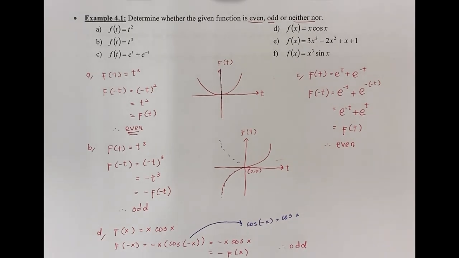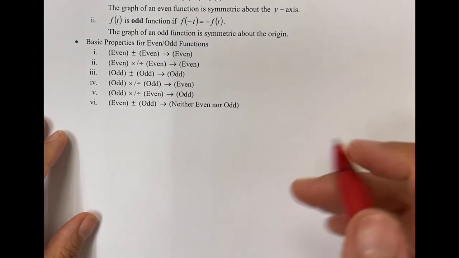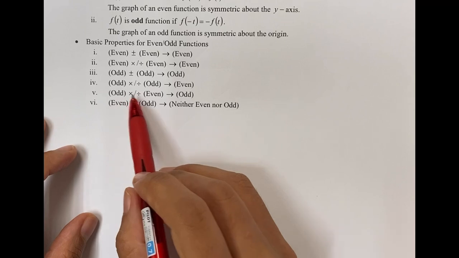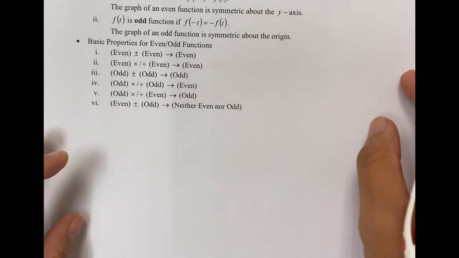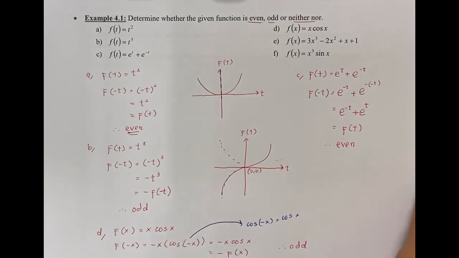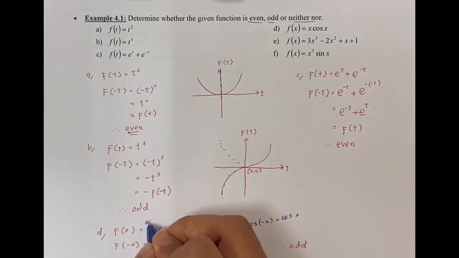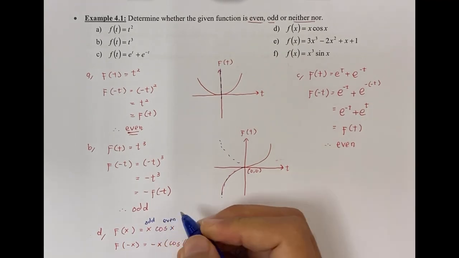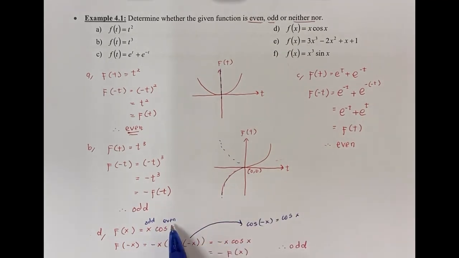Or you can refer to these basic properties. Odd multiplied by even is odd. So you know that x is an odd function and cos x is an even function. So odd multiplied by even, you have an odd function.